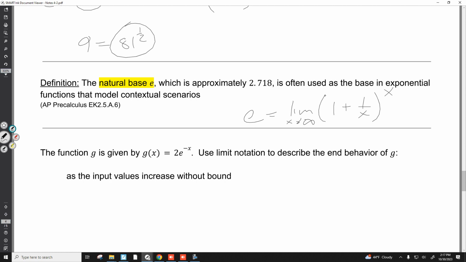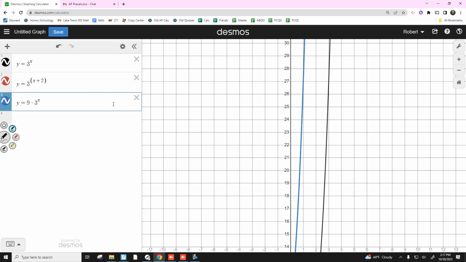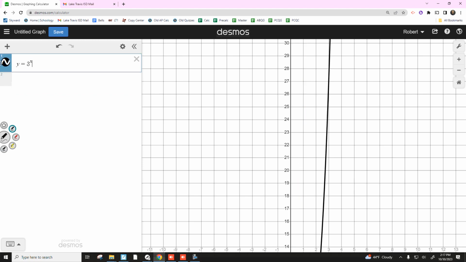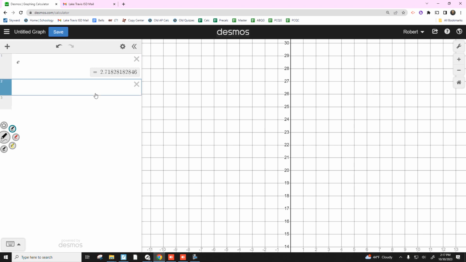This number occurs naturally in mathematics. I'll show you the number again. e is 2.71828182846, and then it changes. Watch if I take 1 plus 1 over a number, to the number.